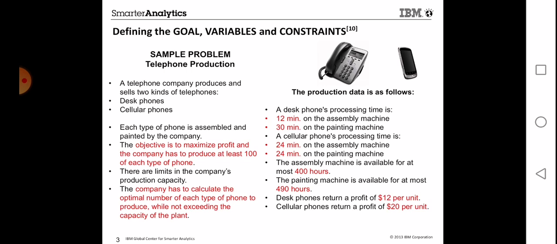A desk phone's processing time is 12 minutes on the assembly machine, 30 minutes on the painting machine. A cellular phone's processing time is 24 minutes on the assembly machine, 24 on the painting machine, and the assembly machine is available for at most 400 hours, while the painting machine is available for at most 490 hours. So the desk phones return a profit of $12 per unit, while cellular phones return a profit of $20 per unit.